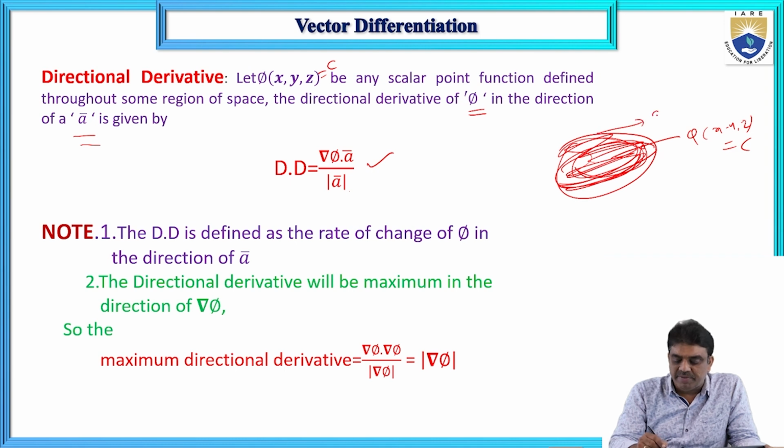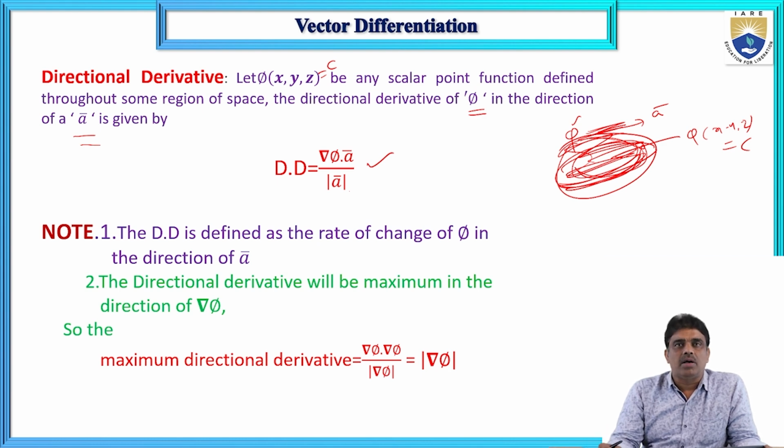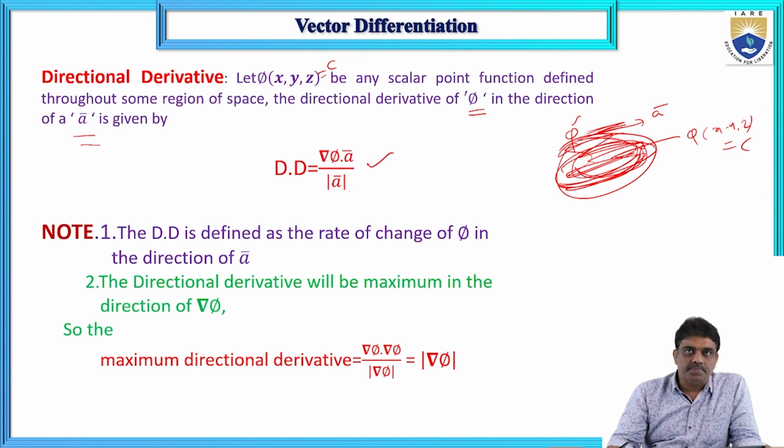Suppose a bar is any vector. Then the rate of change of phi, the surface phi, in the direction of a bar is defined as the directional derivative. So the directional derivative has a physical significance. The definition itself is a rate of change of phi. The rate of change of the surface phi in the direction of a bar is called the directional derivative in the direction of a bar.